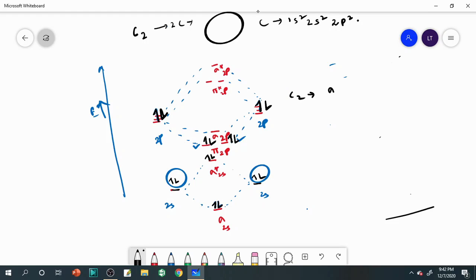You will try these things at home and it will be clearer to you. You will draw your own and try to write the electronic configuration, and it will be very clear to you in this way.